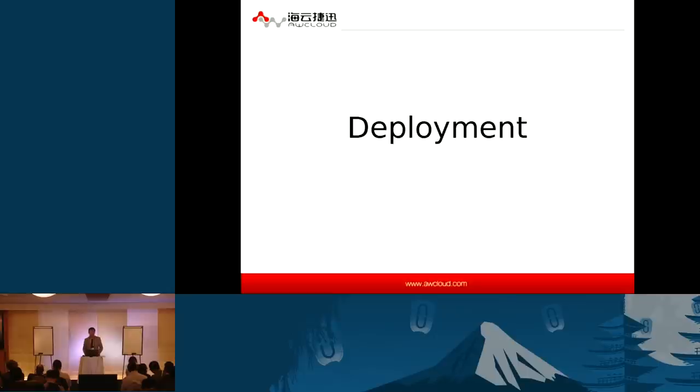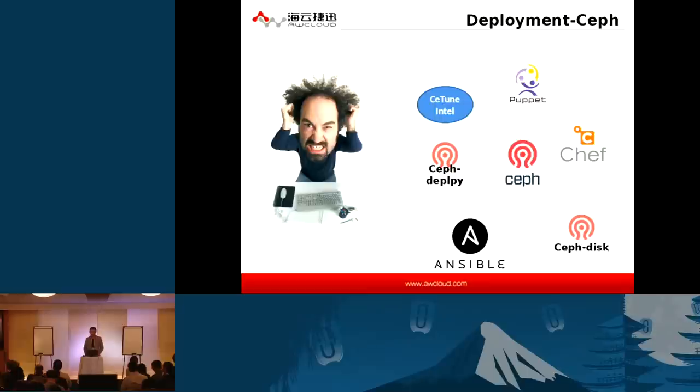Next, we'll give a comparison of these storage systems. First is the deployment of Ceph. Ceph has many deployment tools you can use to deploy a Ceph cluster, for example ceph-deploy, ceph-disk, Ansible, Puppet, and Ceph C2, which is open sourced by Intel.